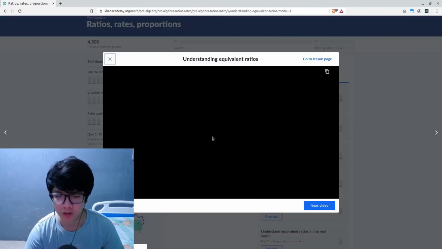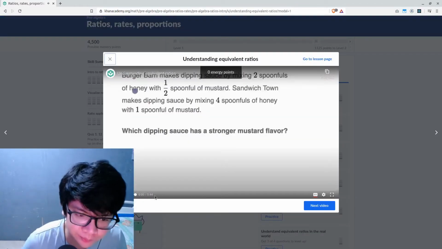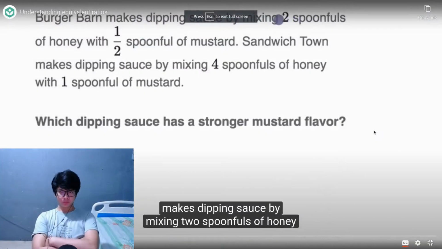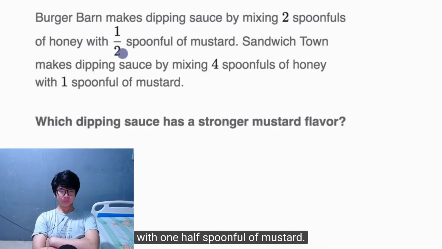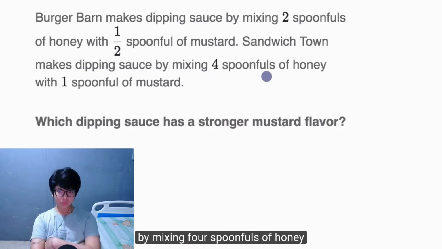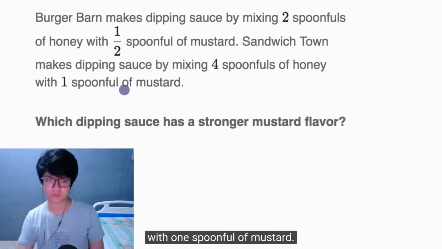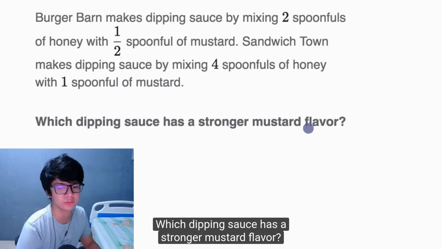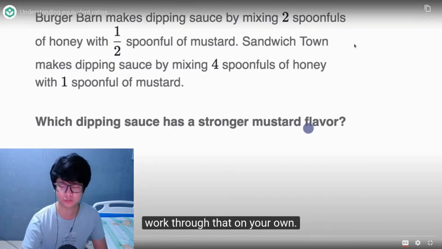We're told that Burger Barn makes dipping sauce by mixing 2 spoonfuls of honey with 1/2 spoonful of mustard. Sandwich Town makes dipping sauce by mixing 4 spoonfuls of honey with 1 spoonful of mustard. Which dipping sauce has a stronger mustard flavor? Pause this video and see if you can work through that on your own.